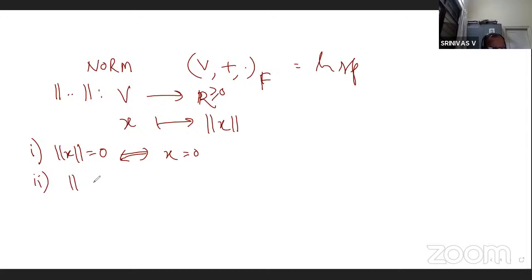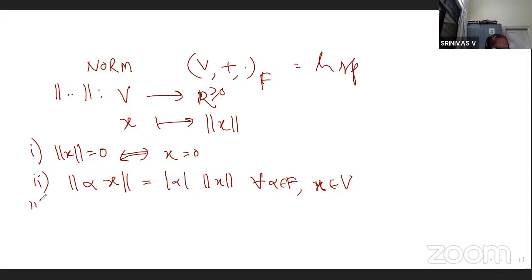Two, norm of alpha times x is equal to mod alpha times norm x, for all alpha coming from the field and x coming from the vector space. This is called the scalar multiplication property. The norm of a scalar product is the modulus of that scalar times the norm of that vector. This should be true for each alpha coming from the field and x coming from the vector space.